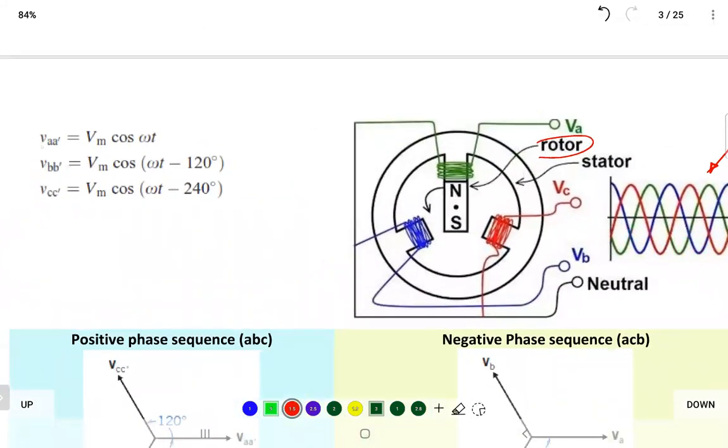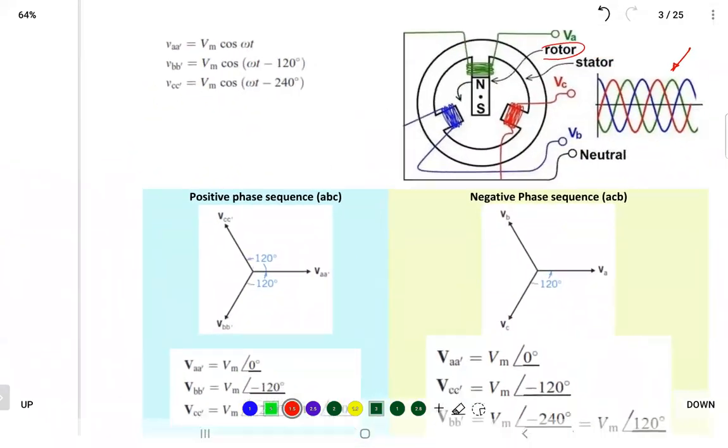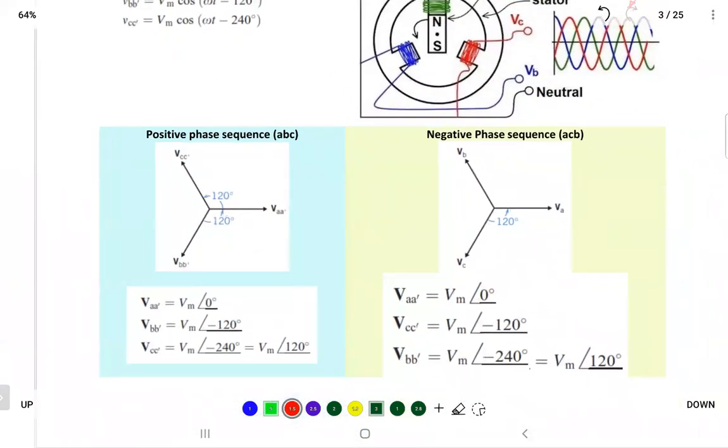That's the way you express the three-phase. That's the voltage of phase A, the maximum voltage times cosine omega t, and the other ones will be the same thing with minus 120 and minus 240. That's how we get the three-phase balanced system, and that's how you express the voltage in a phasor diagram: phase A, phase B, phase C.